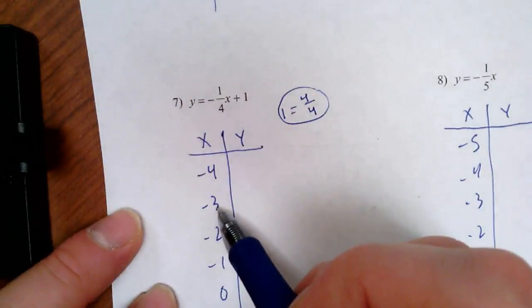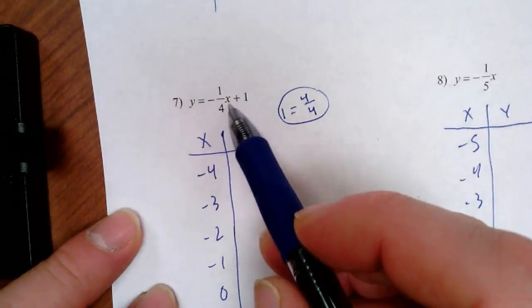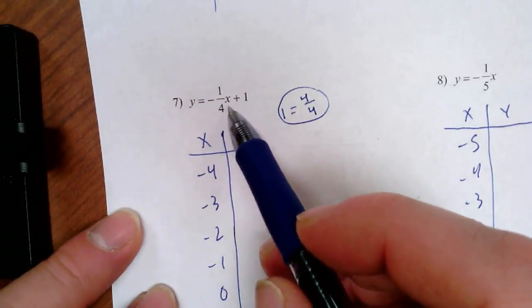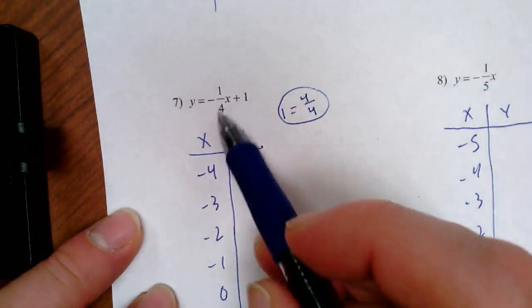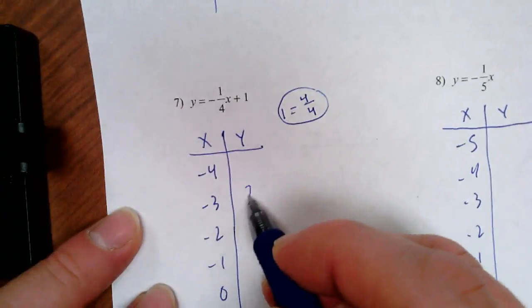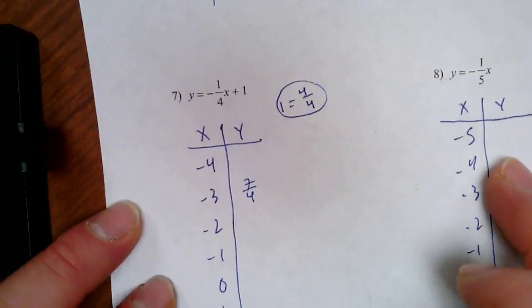Let's see, how about this one? I'll do negative 3. Substitute negative 3 for x, and I get negative 3 times 1/4, so 1/4 times 3 would be 3/4. Because this is negative and that's negative, it ends up being a positive, so that's 3/4 plus another 4/4 is 7/4. And you need to have your answers as fractions.